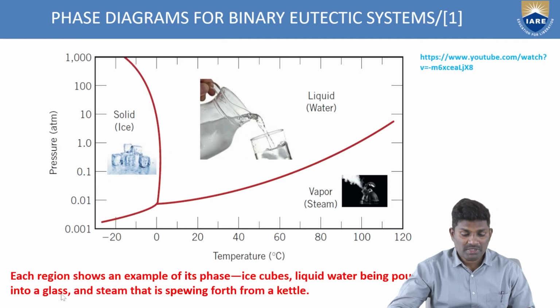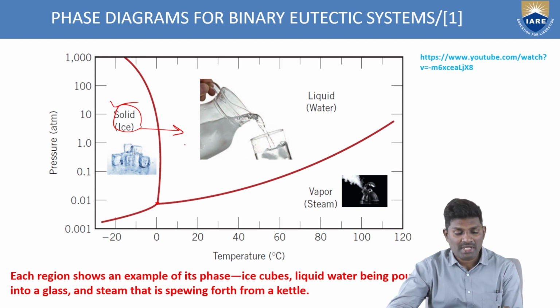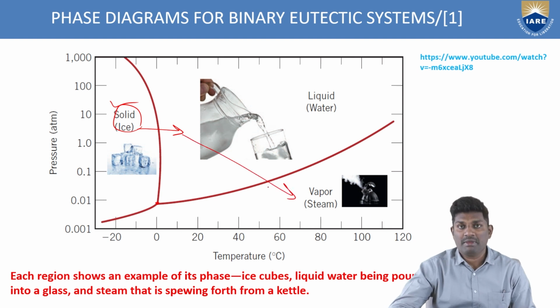You can see in this picture very clearly. At minus 20 degrees centigrade, we have a solid phase. If you increase the temperature to 0 degrees centigrade, this solid is converting into a liquid phase. Now this liquid phase, if you still raise the temperature, comes into a vapor. So these are the three different phases that you have.